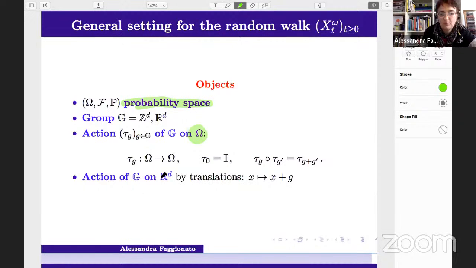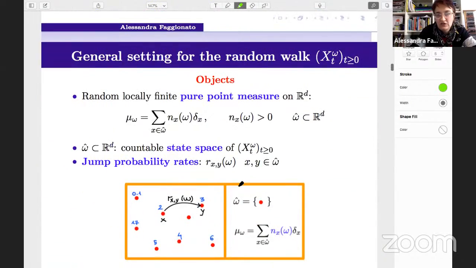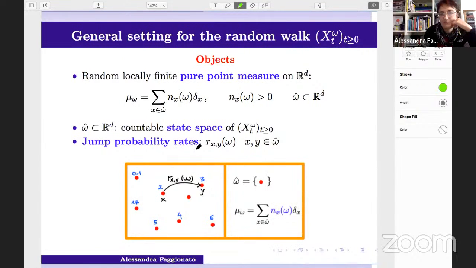And I have also that the group G acts on R^d by translation, the standard translation of points in Euclidean space. And then, if you think of my example, other characters also appear. We have a measure on R^d, which is a pure point measure. So this was mu_omega, a measure with support given by points. In this picture, the points are the red points, and each point has its own weight. And then you have times the Dirac measure in x. Take this weight positive. So the support, omega hat, is really the support of the measure mu_omega.